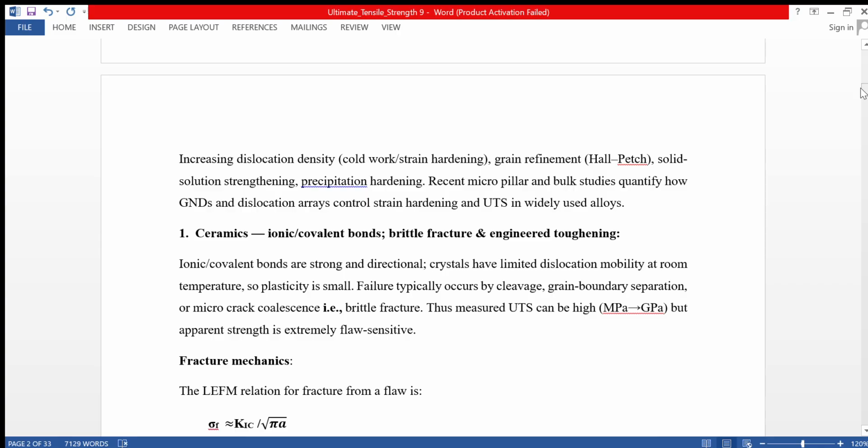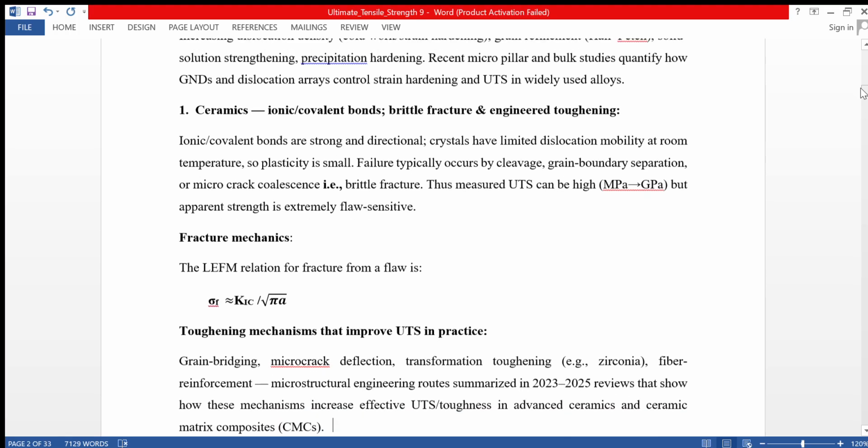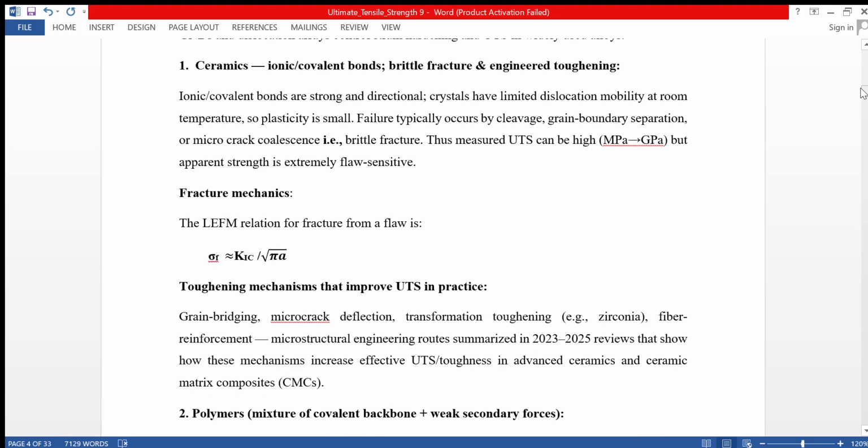Ceramics. Ionic or covalent bonds are strong and directional. Crystals have limited dislocation mobility at room temperature, so plasticity is small. Failure typically occurs by cleavage, grain boundary separation or microcrack collapse, i.e. brittle fracture. Thus measured UTS can be high, megapascals to gigapascals, but the apparent strength is extremely flaw sensitive. The LEFM relation for fracture from a flaw is given below.